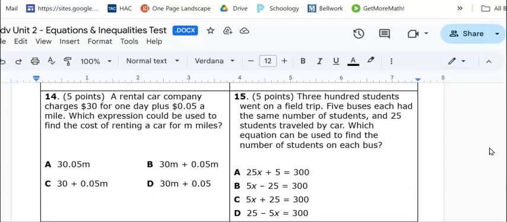A rental car company charges $30 for 1 day plus 5 cents a mile. Which expression could be used to find the cost of renting a car for m miles?